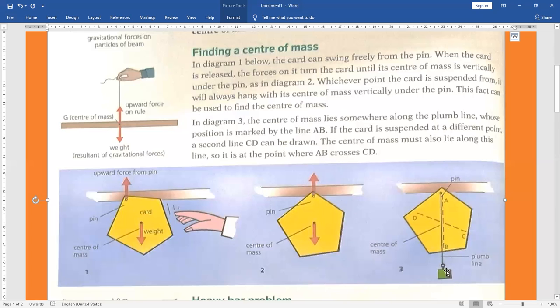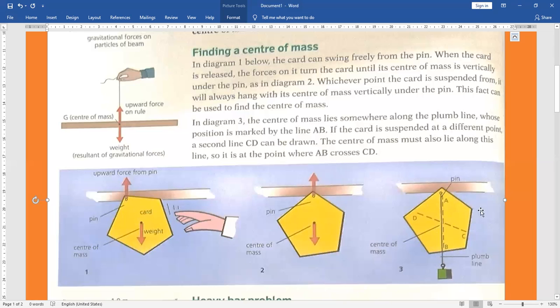In the third diagram, the center of mass lies somewhere along the plumb line. What is a plumb line? Normally, masons use this thing. मेसन कौन होते हैं? जो मजदूर होते हैं जो घरों को बनाते हैं, जो प्लम्ब लाइन का इस्तेमाल करते हैं. सही है, दीवार को सीधे रखते हैं. तो अब वो उसके साथ और उसको आप लटकाते तो वो सीधा उसी की तरफ जाती है.